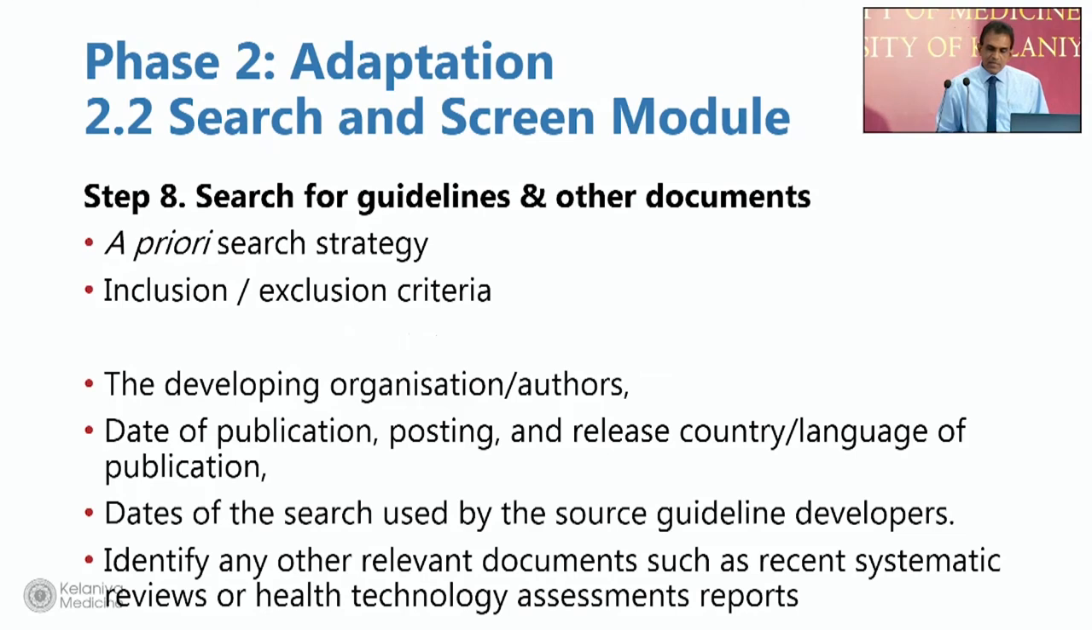Then the next step is to search for guidelines and other documents. So we need a priority research strategy. We have to decide inclusion and exclusion criteria, for example, the developing organization, for example NICE guidelines, or date of publication, posting, or release, country or language of publication, or dates of search used by the source guideline developers, and also identify any other relevant documents such as systematic reviews or health technology assessment reports.